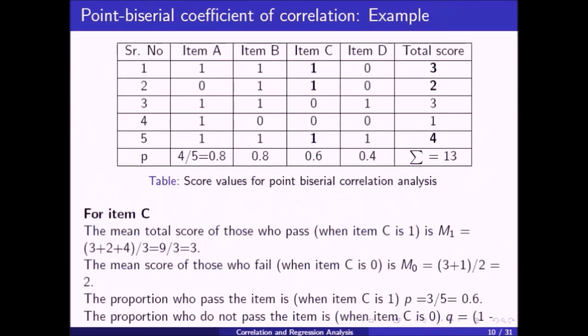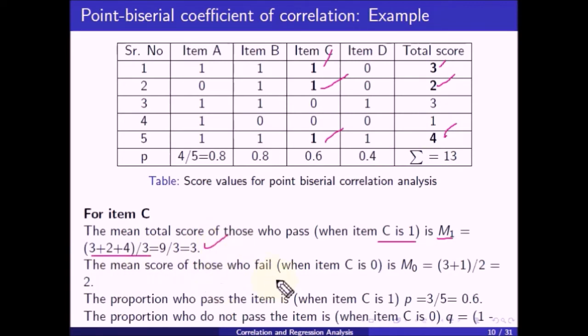Okay. Next we can check another variable, say item C. So we can see here M1 is what? When C is equal to 1, the total score is what? 3 plus 2 plus 4 divided by 3. So 9 by 3 is equal to 3.